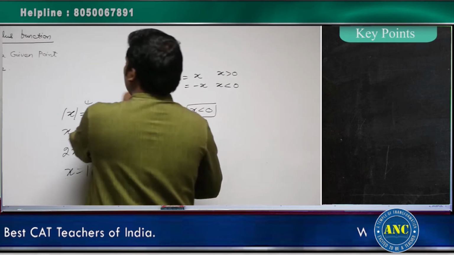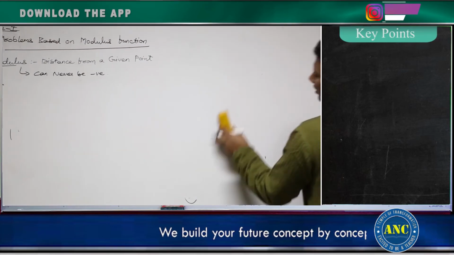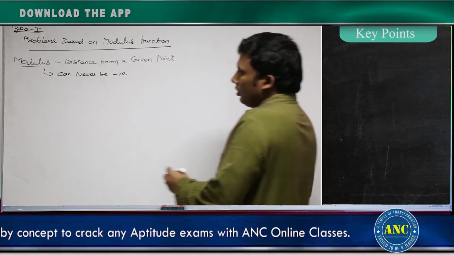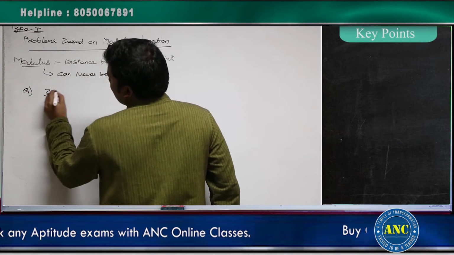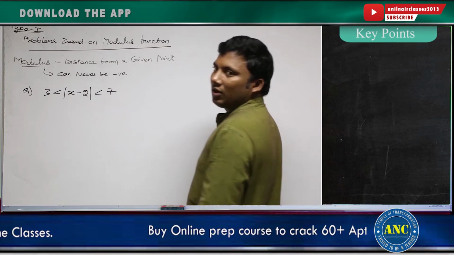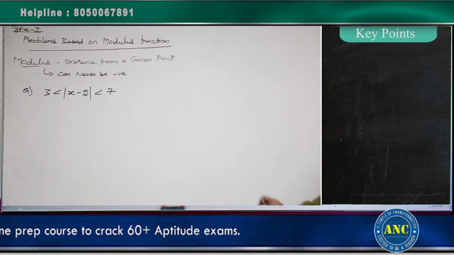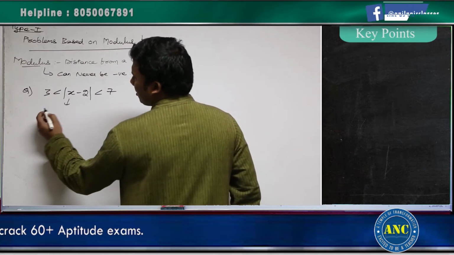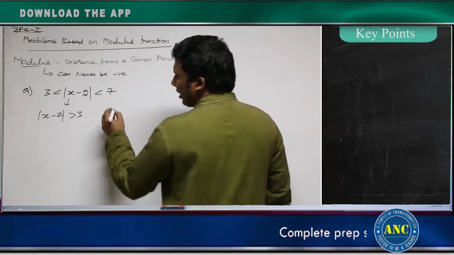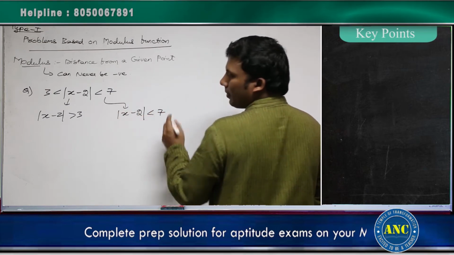3 less than |x - 2| less than 7. Two inequalities. Now see here, we will split it into two parts. First part is |x - 2| is greater than 3. Second part is |x - 2| is less than 7. These are the two parts.